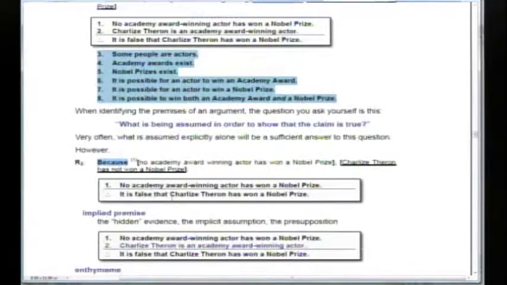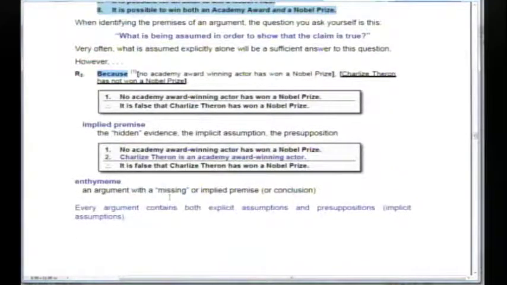But sometimes an argument will contain implicit assumptions. That is, it will always contain presuppositions. But sometimes part of the evidence that's crucial in order to defend the claim is something that's not stated explicitly. So if we were to reconstruct the argument asserted here at R2, no Academy Award-winning actor has won a Nobel Prize. Therefore, it's false that Charlize Theron has won a Nobel Prize. If we were to reconstruct the argument asserted at R2 that way, we've left something crucial out of the evidence that would bear upon the evaluation of whether the argument's good. Namely, this implied premise here that Charlize Theron is an Academy Award-winning actor.